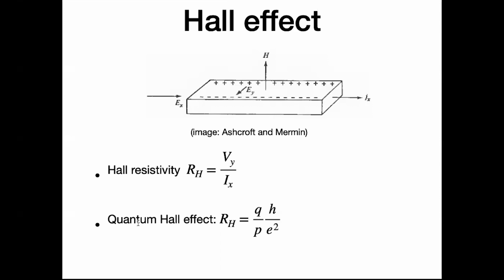In the quantum Hall effect, this Hall resistivity takes quantized values. Basically, the value is proportional to a combination of fundamental constants of nature, h divided by e squared, times a rational number, a ratio of two integers, P over Q. If Q is equal to 1, then we call that the integer quantum Hall effect. If P over Q is a fraction, then we call that the fractional quantum Hall effect.